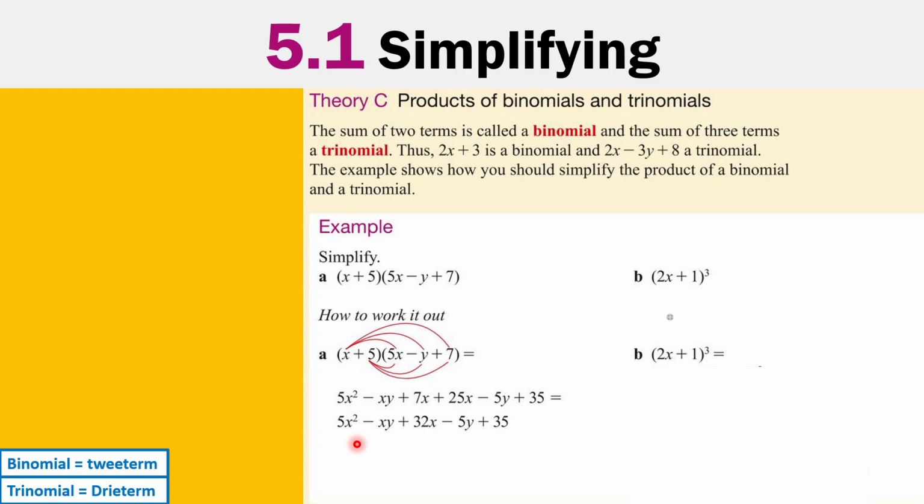Let's take a look at the second example, 2x plus 1 to the power of 3. What I would suggest here is first writing it like this. This is the same, right? 2x plus 1 times 2x plus 1 squared, because squared just means twice times itself. You could have also written this as 2x plus 1 times 2x plus 1 times 2x plus 1.